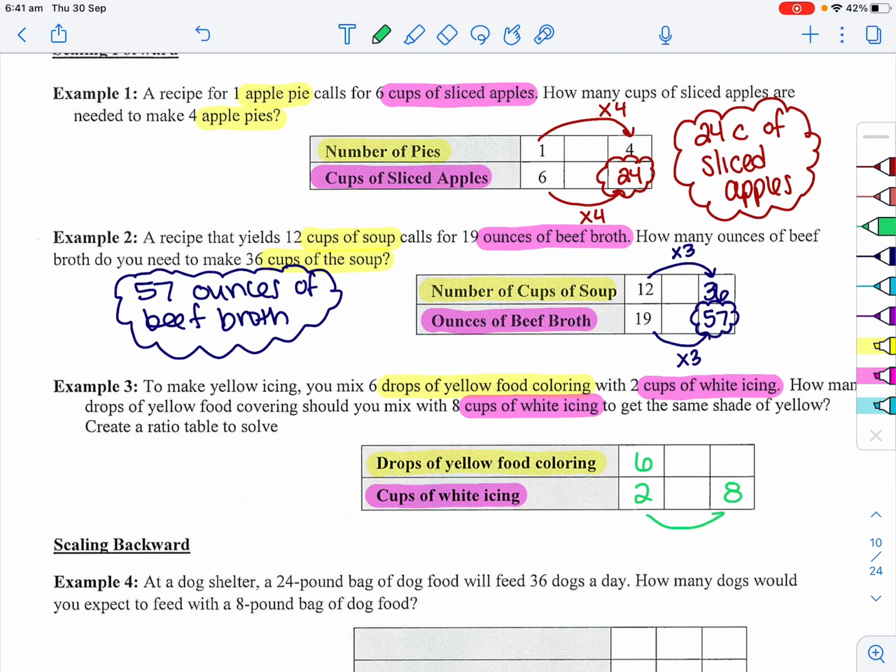How do I get from 2 to 8? Well, I multiply by 4. So on top, I'm going to multiply by 4. And 6 times 4 is 24. And then I'm going to answer the question, how many drops of yellow food coloring? 24 drops of yellow food coloring.